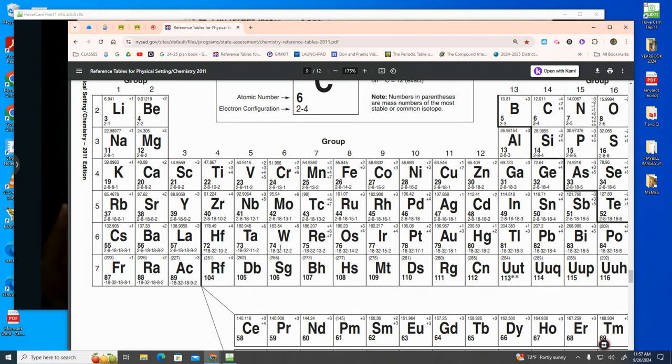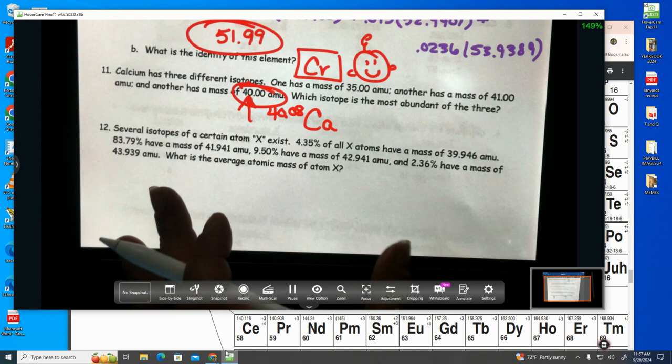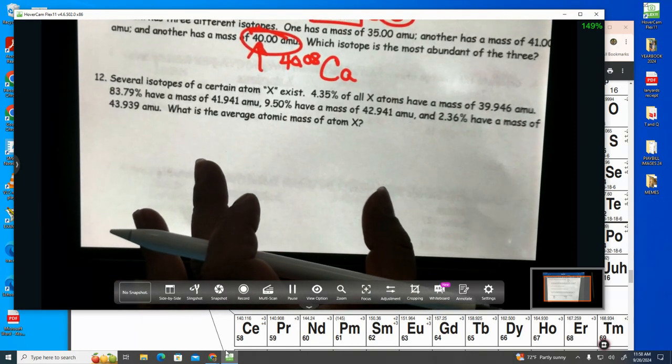All right. Calcium has 3 different isotopes. One has a mass of 35, the other has a mass of 41, and the other one has a mass of 40. Which one's the most abundant? Go ahead, Cap. 40 AMU one. 40 AMU. Because when we look at calcium on the periodic table, it's 40.08 as its average atomic mass. So this one is going to be the most abundant. And you can't see anything that I'm writing. Okay? Not that it was nice and neat.